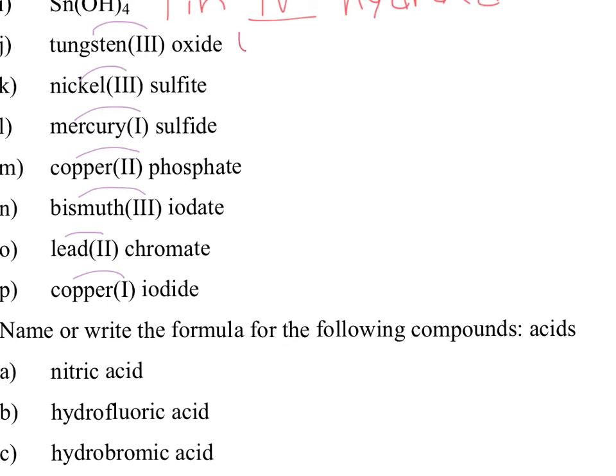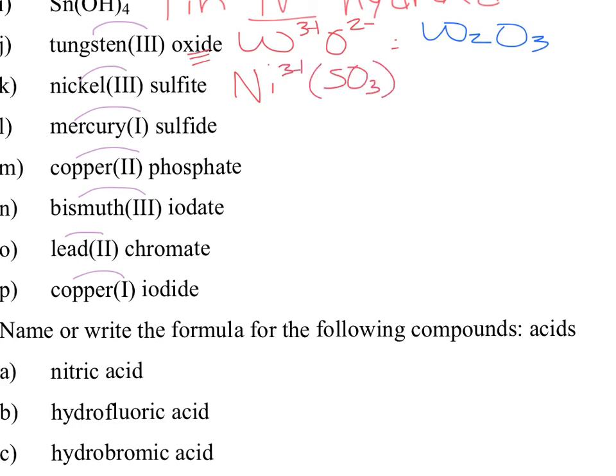So tungsten is W, and it's 3 plus. Oxide, it ides by itself, so O2 minus. And so when I crisscross, I'm going to get W2O3. Nickel 3 sulfite, so I have Ni3+. Remember, sulfite is SO3, 2 negative. So I got to get Ni2(SO3)3, and that's the final answer there.